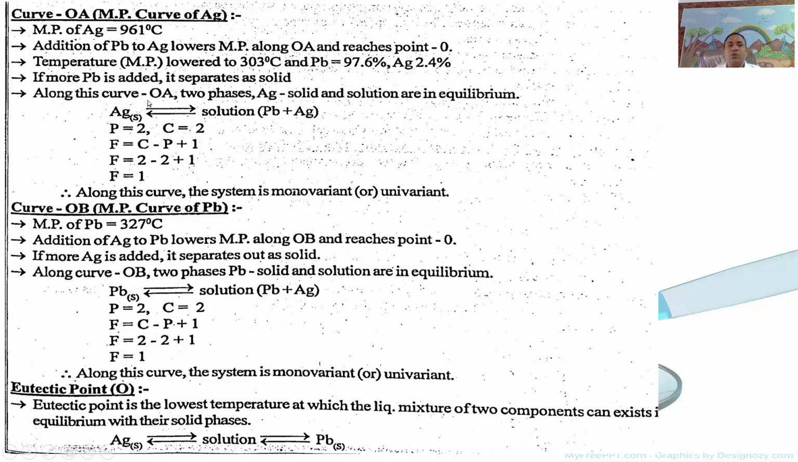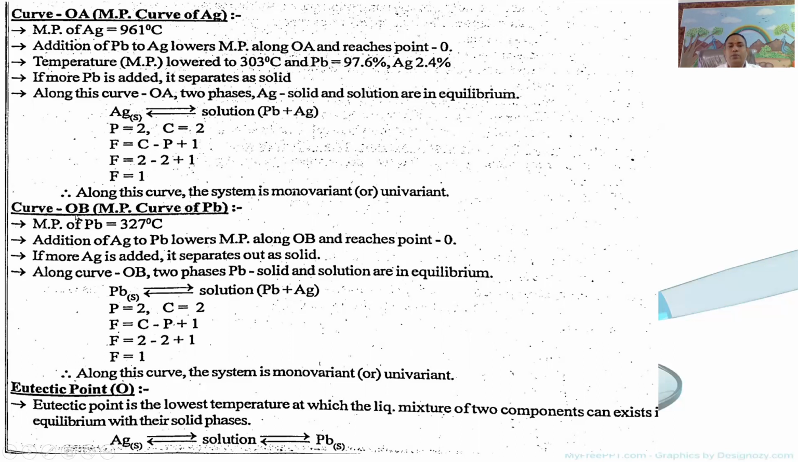Along this curve OA, two phases, solid silver and solution, are in equilibrium. That is solid silver and liquid silver-lead. Here the number of degrees of freedom required to explain any point on the OA curve based on the reduced phase rule is F equal to C minus P plus 1, F equal to 2 minus 2 plus 1, F equal to 1. This means along this curve the system is monovariant or univariant.